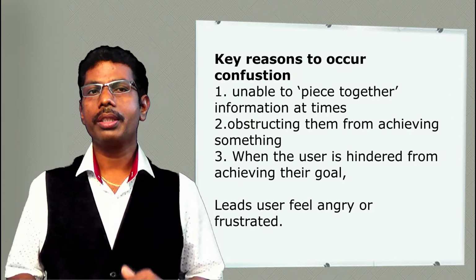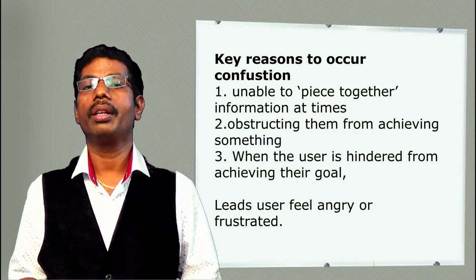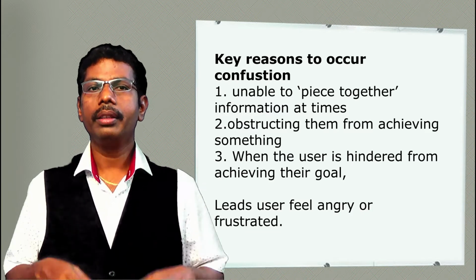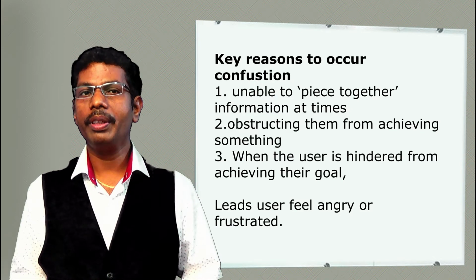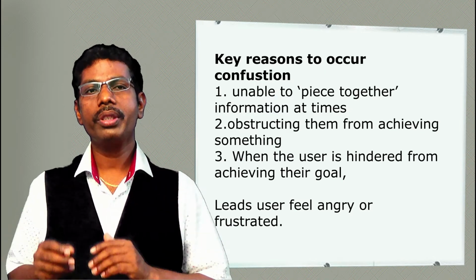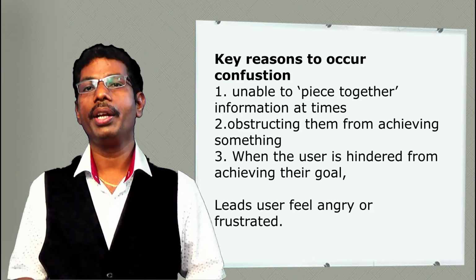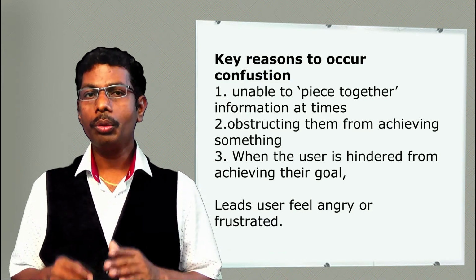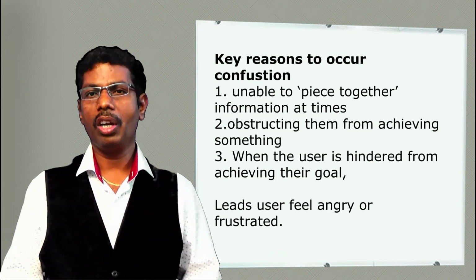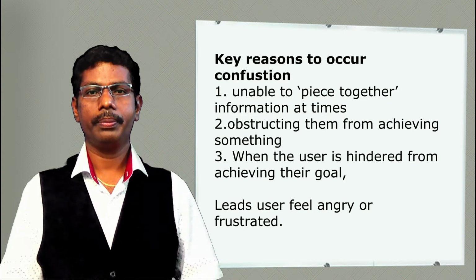Confusion occurs when people are unable to piece together information, upsetting them and hindering users from achieving their goal. Confusion generally causes frustration, and frustration leads to a poor user experience. Therefore, we should always aim to eliminate confusion at every touch point wherever possible.